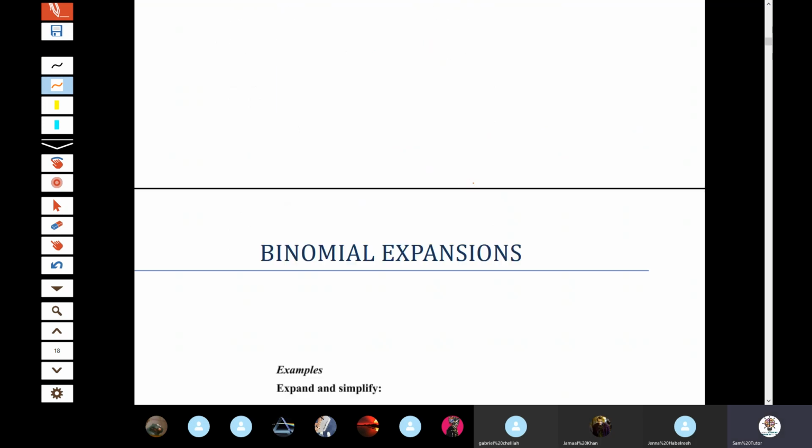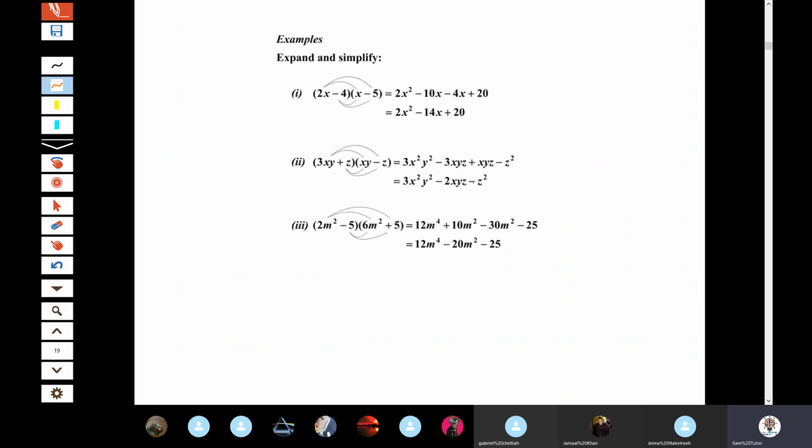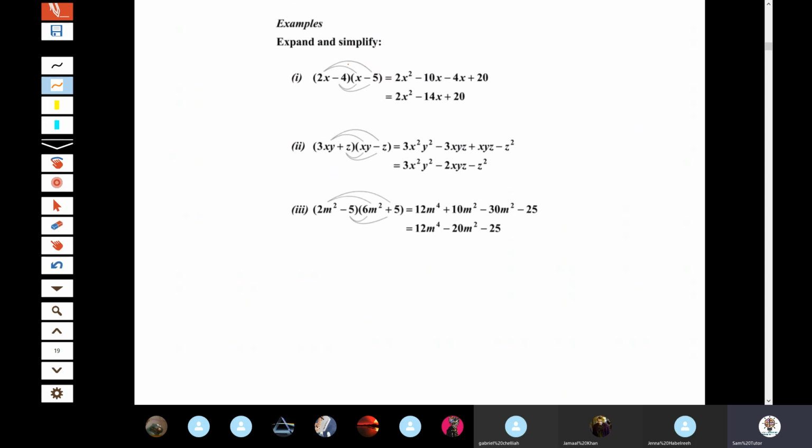Okay. And we do it again. So again, here's some examples. Don't stress, it's exactly the same thing. It's just 2x times x, 2x squared, 2x times negative 5, negative 10x, negative 4 times x, negative 4x, negative 4 times negative 5, positive 20.